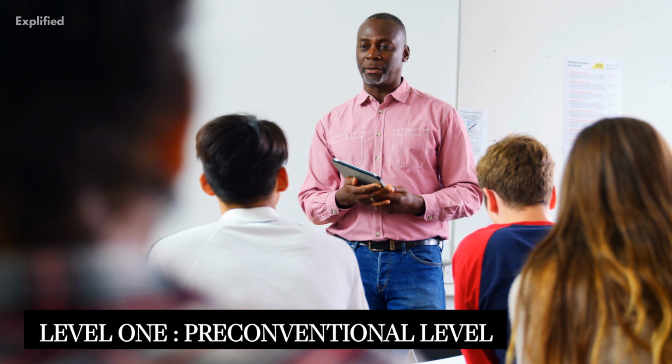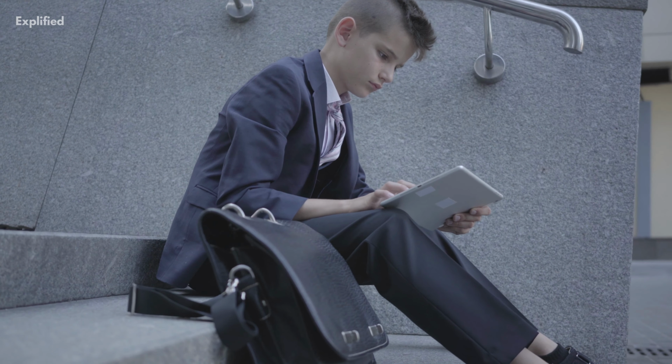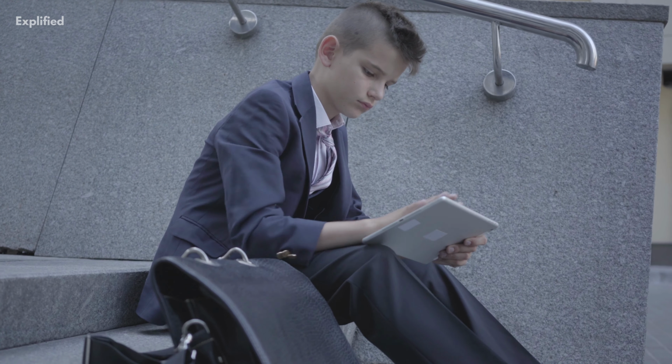The level 1 of this theory is preconventional. In this stage, the child's moral reasoning is largely based on what is taught to him. His morality can be controlled and influenced externally by adult figures. In this stage, the child has not internalized the conventional moral lessons established in the society.